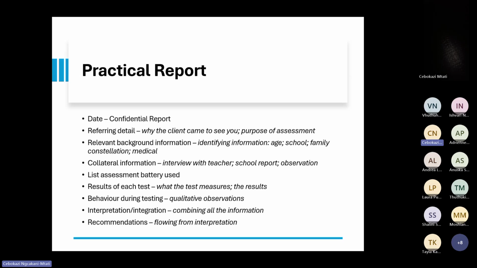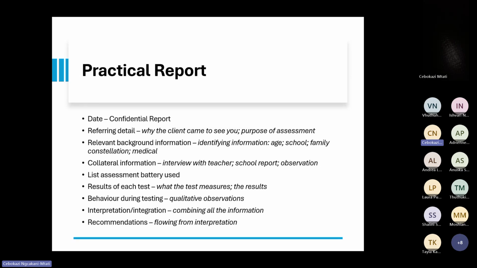And the next line would be reason for referral. So this is basically why the client came to see you and the purpose of the assessment. And then your third heading would be the relevant background information, which includes the identifying information, the age of the child, the school, the family constellation, and any medical or psychiatric conditions.